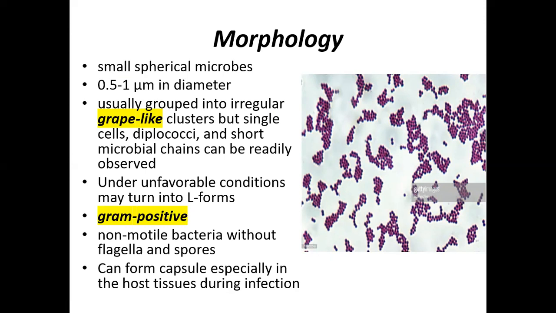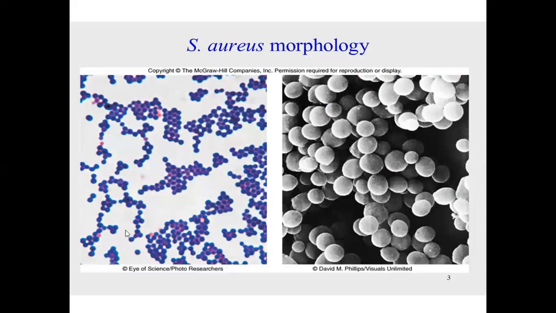Under unfavorable conditions, they may turn into L form. L form is a bacterial form which loses its cell wall but stays alive. They are gram positive, and they belong to the Firmicutes. They are non-motile. They don't have any flagella and spores, but they can form a microcapsule, especially in the host tissue during infection. Here you can see Staphylococcus under electron microscopy, and there are Staphylococci under light microscopy.